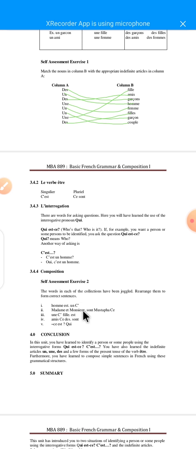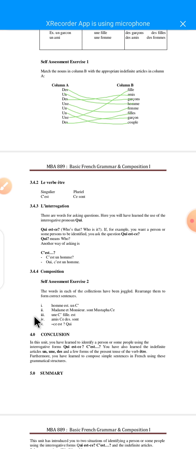Number 2. Madame et Monsieur, sont, Mustapha, ce. When we arrange, it's going to be ce sont Monsieur et Madame Mustapha. They are Mr. and Mrs. Mustapha. Ce would come forward. Sont will follow next. Monsieur et Madame. Then Mustapha and full stop.